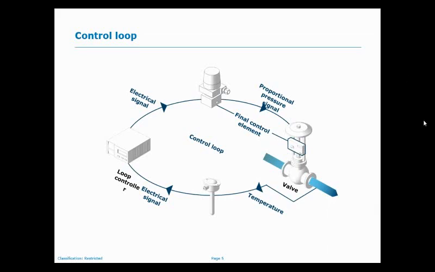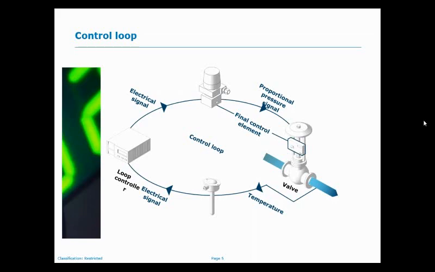Okay. So just a question to all of you. You are seeing a control loop in front of you, right? Can you name from this loop what is a sensor, what is the actuating device, and what is the controller here? Very simple question. I think everybody should be able to do it.